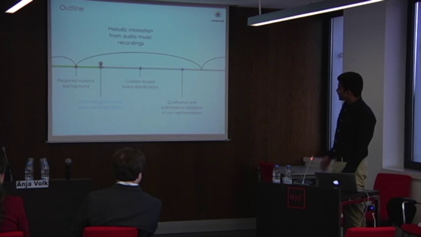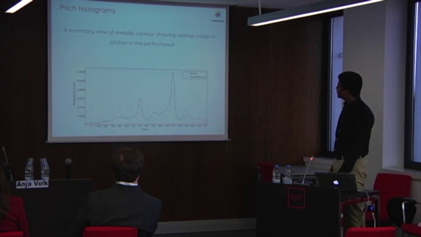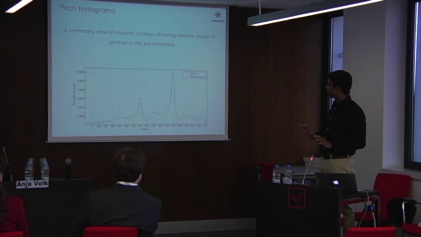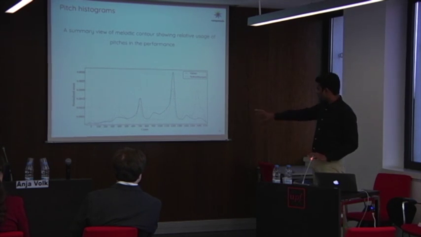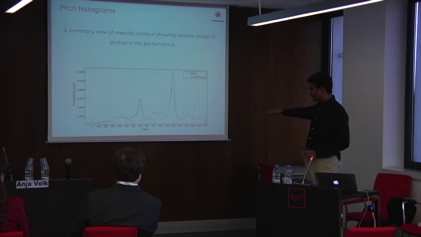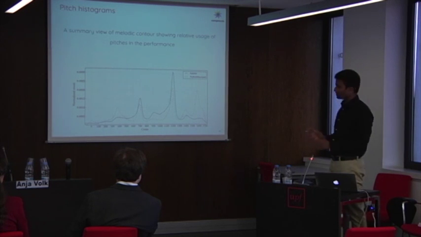So let's start with understanding the work on pitch histograms and in understanding melodic intonation. By pitch histograms, we mean a summary view of melodic contour showing relative uses of pitches in the performance. These are example plots of two different ragas that show relative usage of their pitches. In all the plots of this work, the x-axis refers to cents and the y-axis is a normalized count of those histogram values.